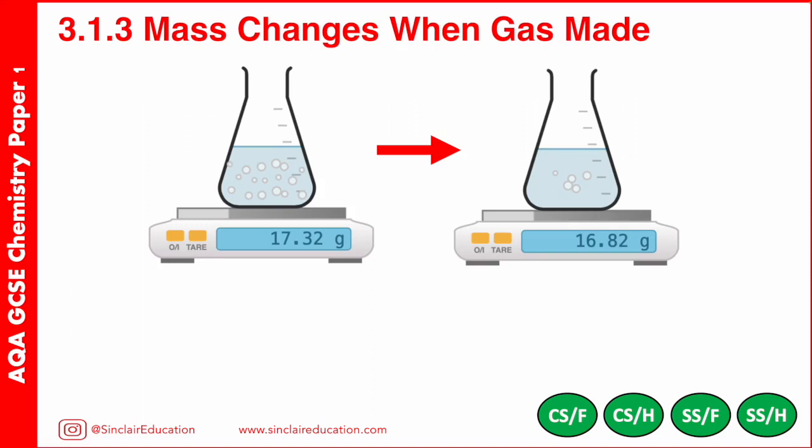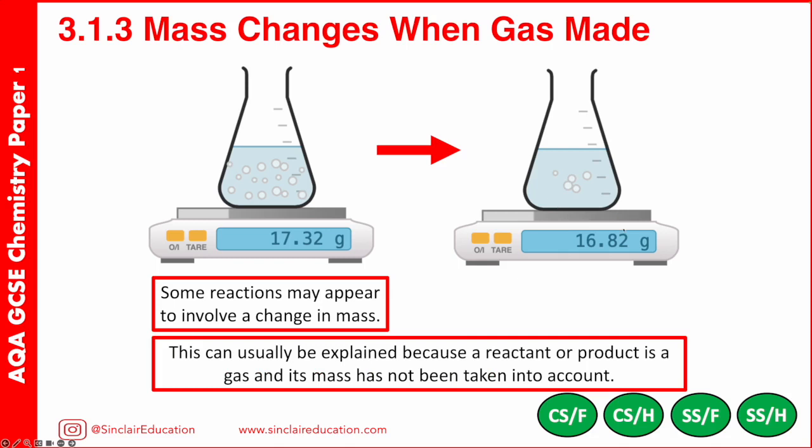Although we've got this idea that mass needs to be conserved, and the idea that whatever mass goes in equals the mass coming out, sometimes the mass can appear to change. This tends to happen if one of the reactants or products is a gas that's not been measured at that point. So for example, here we can see the mass is decreasing. It's because in this case we've lost a gas that must have been a product, and the gas has mass. So as we've lost it, the mass has decreased.